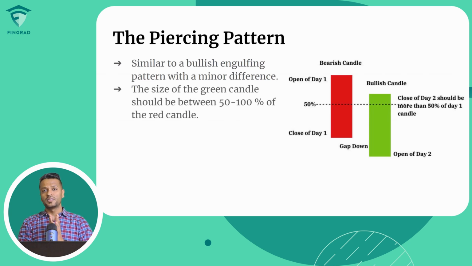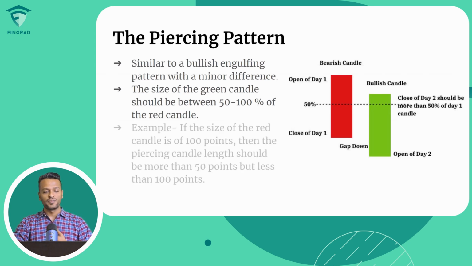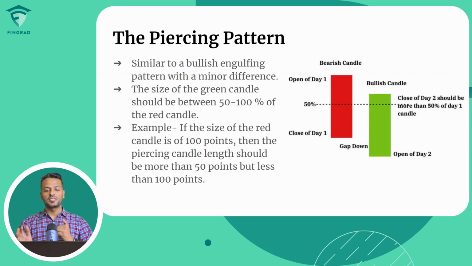In case you remember, in the bullish engulfing, it should be completely engulfing the red candle, but in case of the piercing pattern, the size of the green candle should be 50% to 100% of the previous red candle. Now say if the size of the red candle is 100 units, then the size of the green candle should be anything between 50 units to 100 units. It shouldn't be more than 100 units, and it shouldn't be less than 50 units. So that is how a piercing candle formation happens.